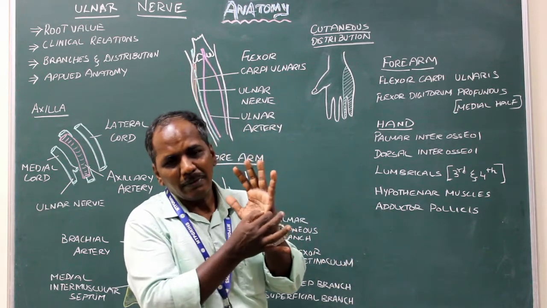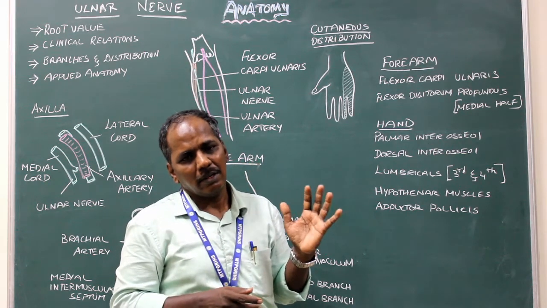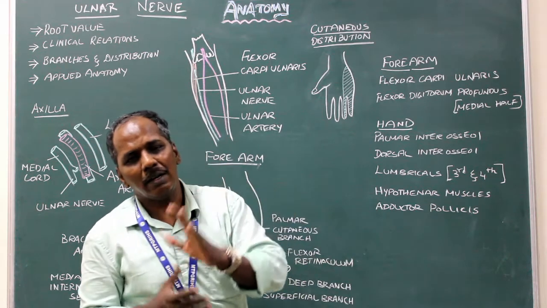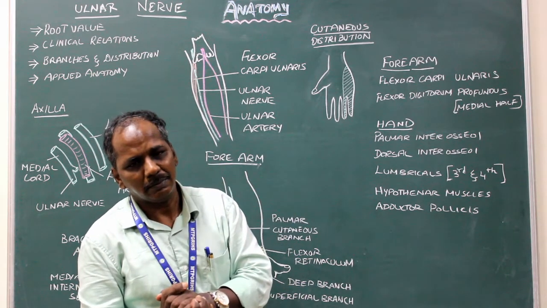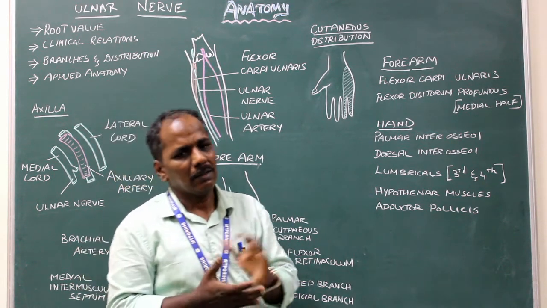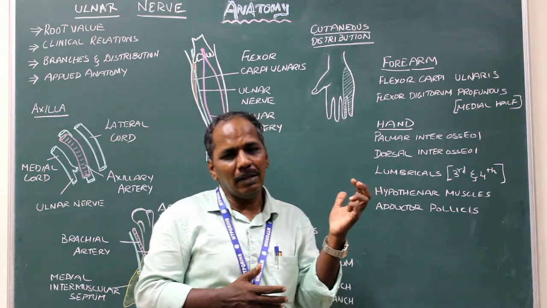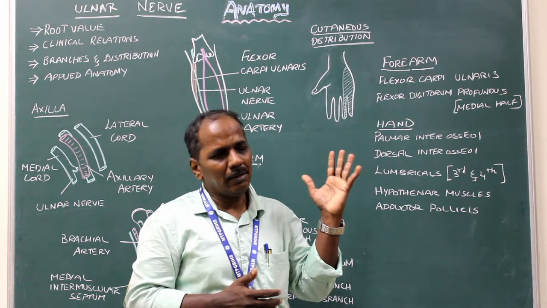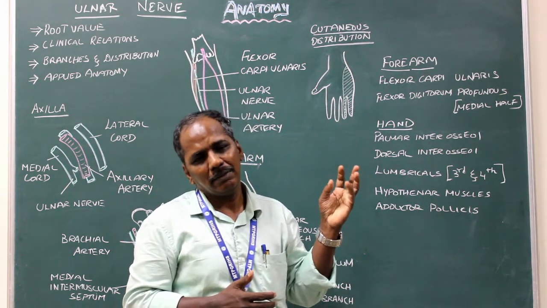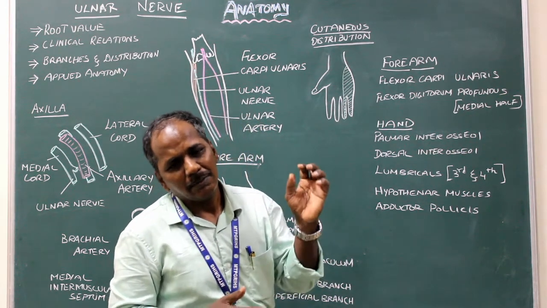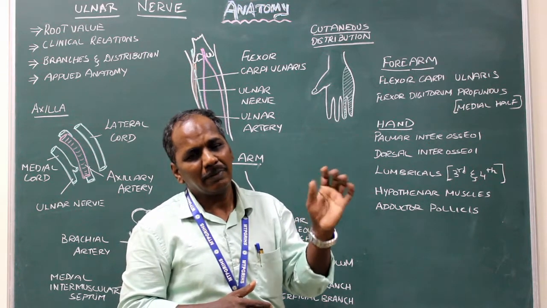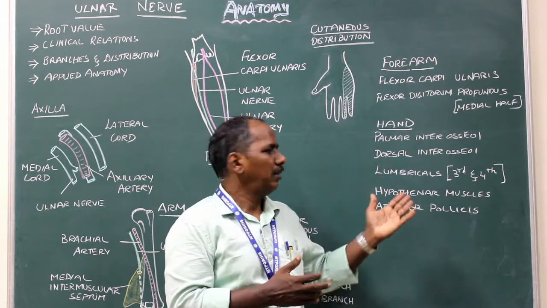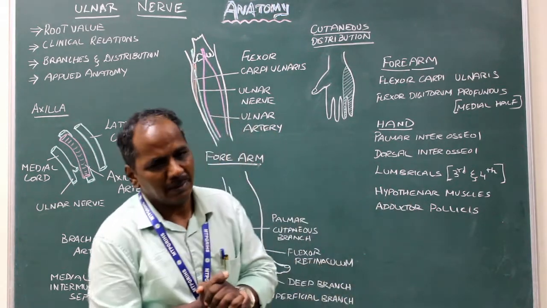And there are 4 hypothenar muscles. All 4 hypothenar muscles are supplied by the ulnar nerve. They are flexor digiti minimi, abductor digiti minimi, opponens digiti minimi, and palmaris brevis. So these are the 4 muscles of the hypothenar compartment.